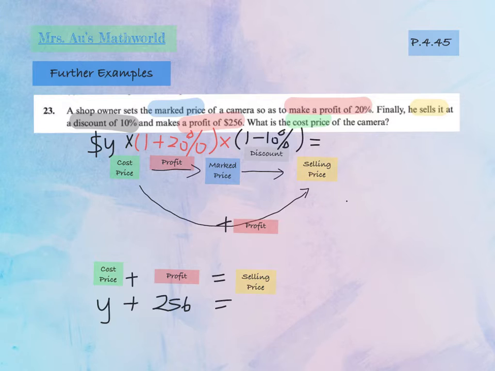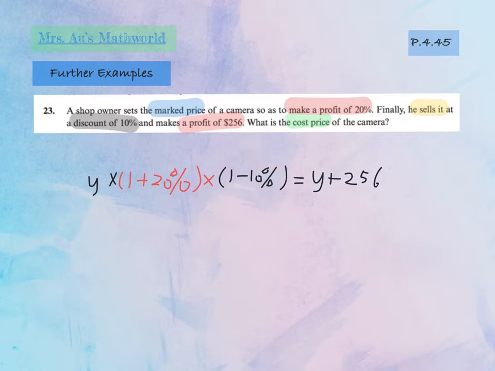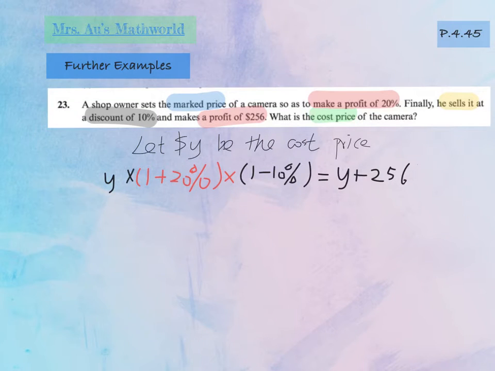So we put it as Y plus 256. So finally, we can set up an equation to solve it. Okay? So after we set up the equation, then the dollar sign we can put away. Then we can use it to form the equation. So it becomes this way. So let $Y be the cost price. So we can calculate it step by step.